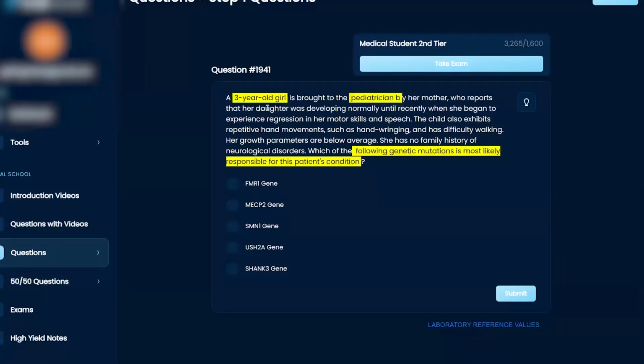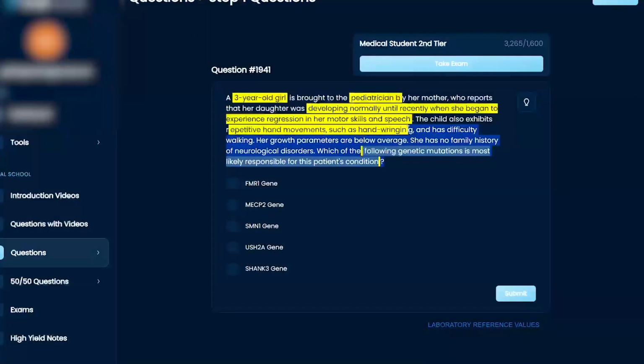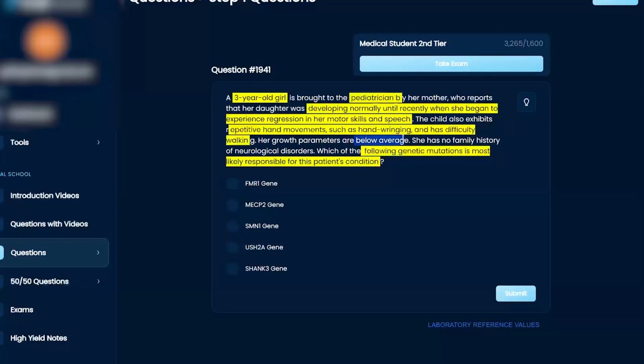recently when she began to experience regression in her motor and speech skills. The child also exhibits repetitive hand movements such as hand wringing and has difficulty walking. Her growth parameters are below average, and she has no family history of neurological disorders. Which of the following genetic mutations is the most likely responsible for this patient's condition?